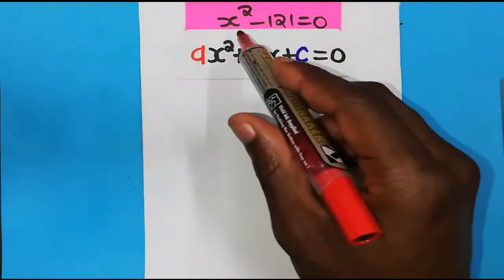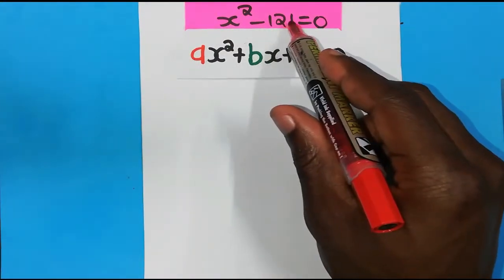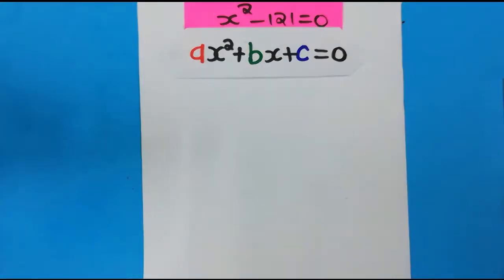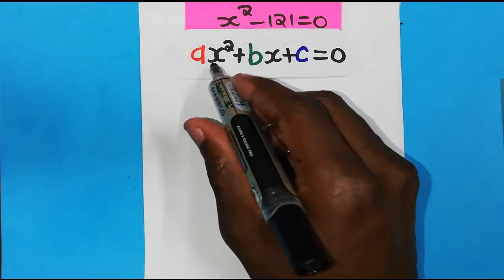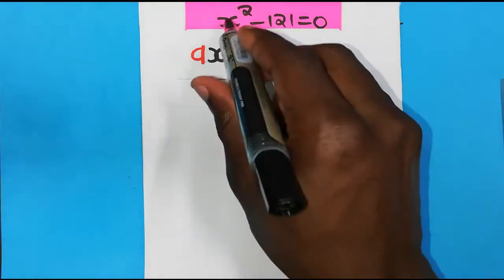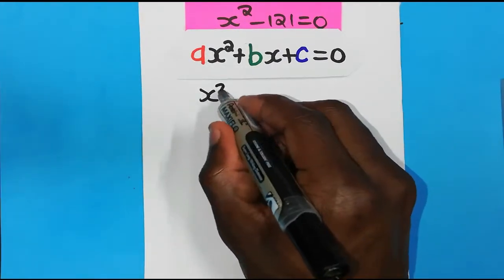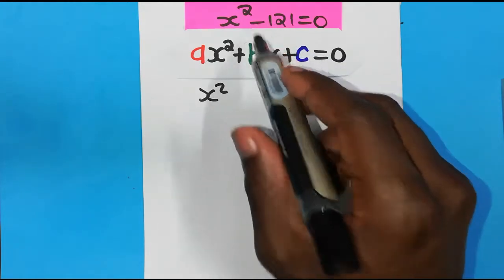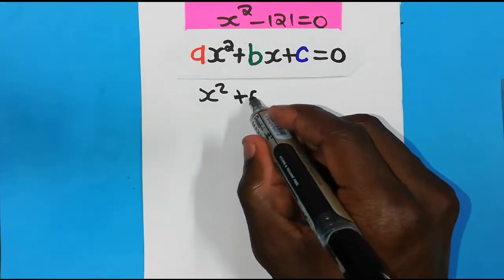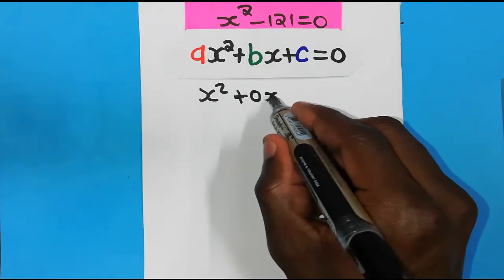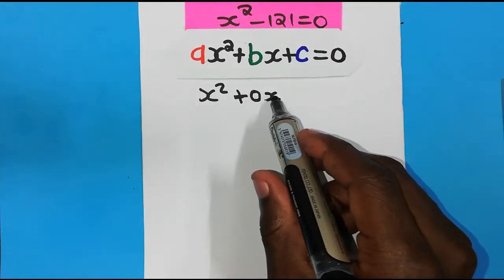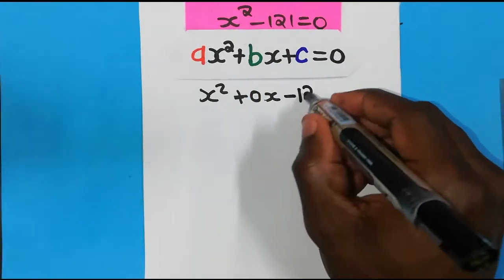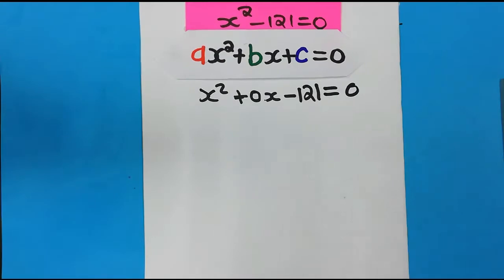Okay, here is the last one. So we have x squared minus 121 equals 0. Right, now let's write it in standard form. So standard quadratic form is like this. So we have x squared. So here we do not have a variable x. So if we do not have a variable x, you can say 0 multiplied by x, because 0 multiplied by x, we won't have x there, right? So minus 121 equals 0, right?